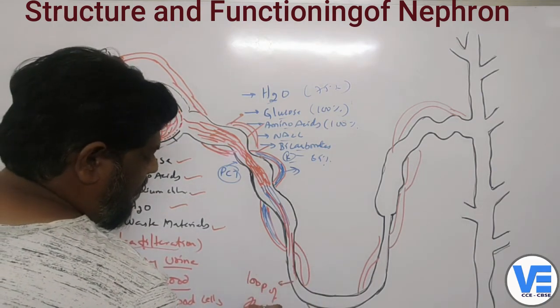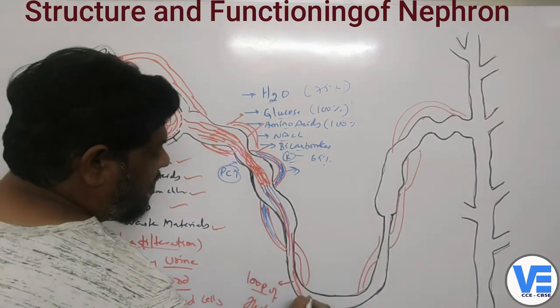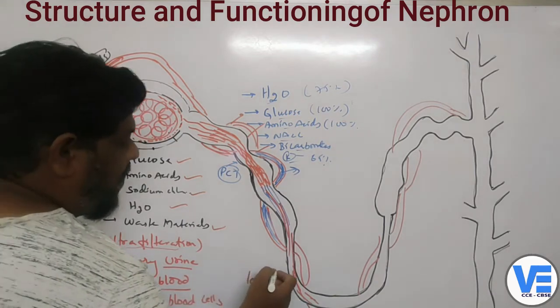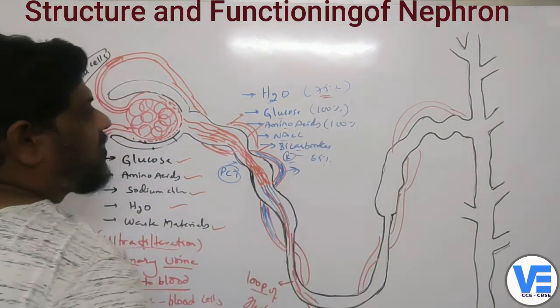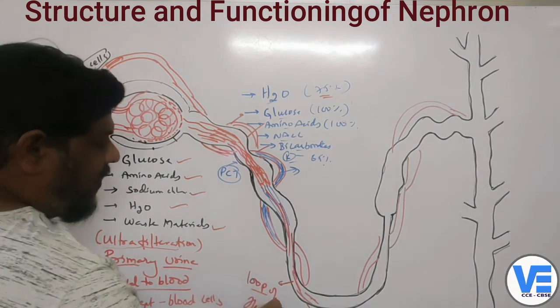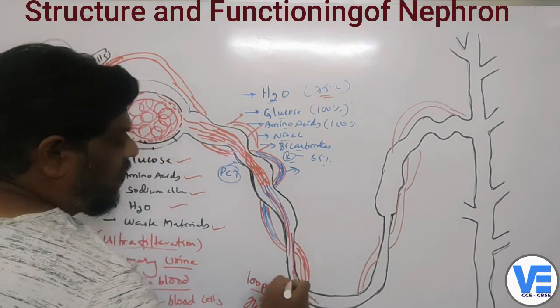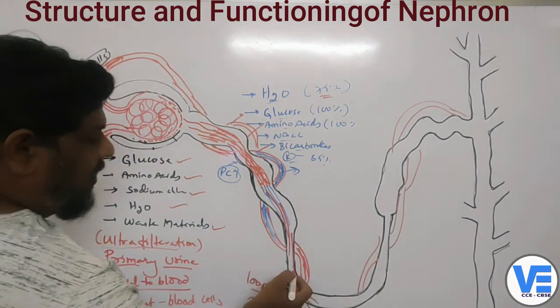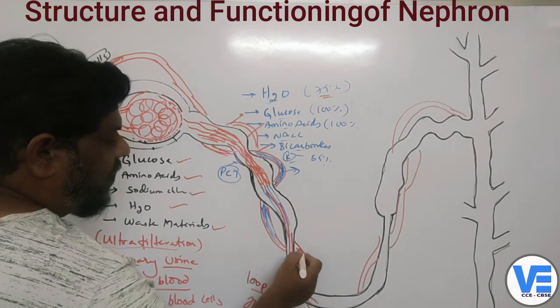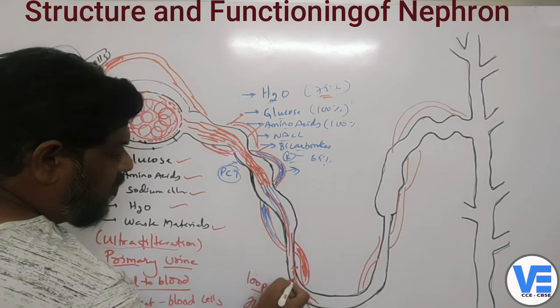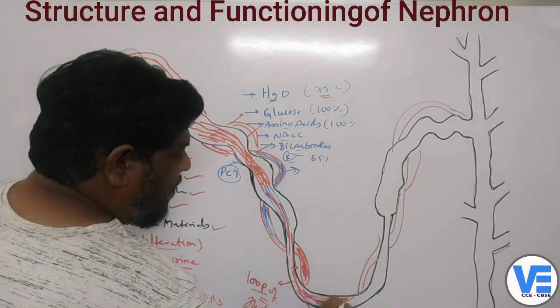In the loop of Henle, mostly the concentration of water takes place. Whatever extra water is here will be absorbed. Here only 75% of the water has been absorbed, so a little bit of the remaining water will also be absorbed or secreted outside, and that will enter into the blood vessel, the vasa recta. That is the only work happening in the loop of Henle.